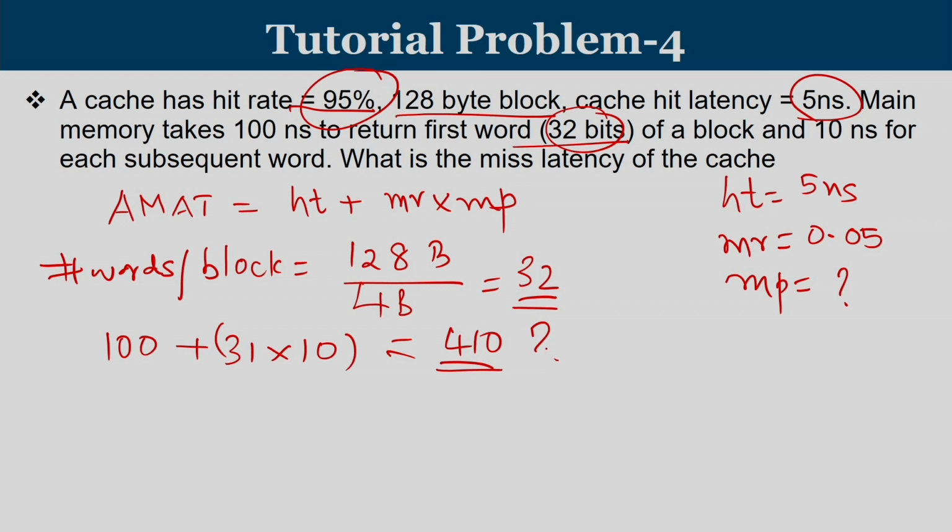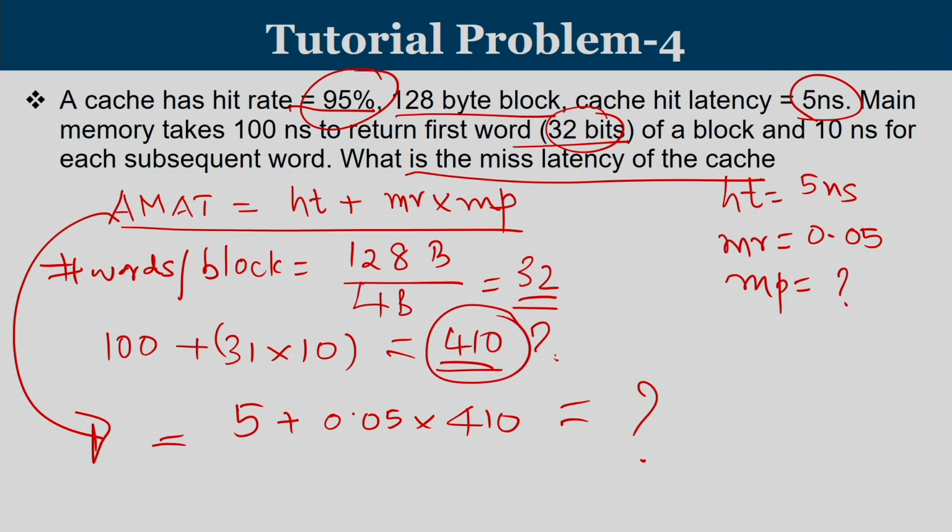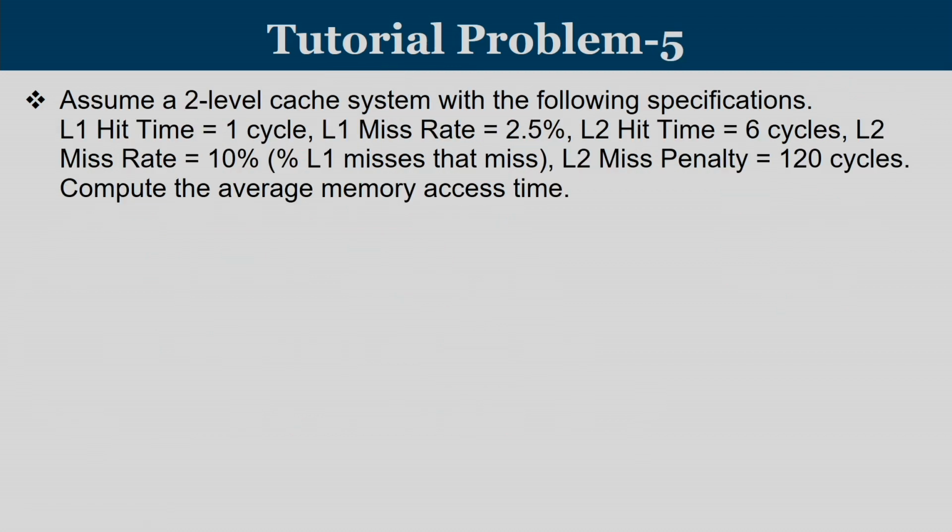If the question were about average memory access time, which is not asked in this question, then hit time is 5 nanosecond plus miss rate 0.05 into miss penalty 410. Once you solve this, you will get the average memory access time. And what is the cache miss latency? It is 410 nanoseconds. So, that completes problem number 4.